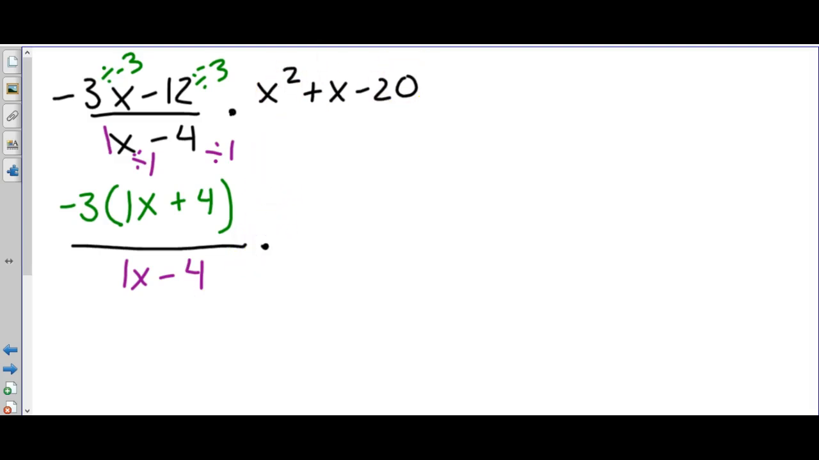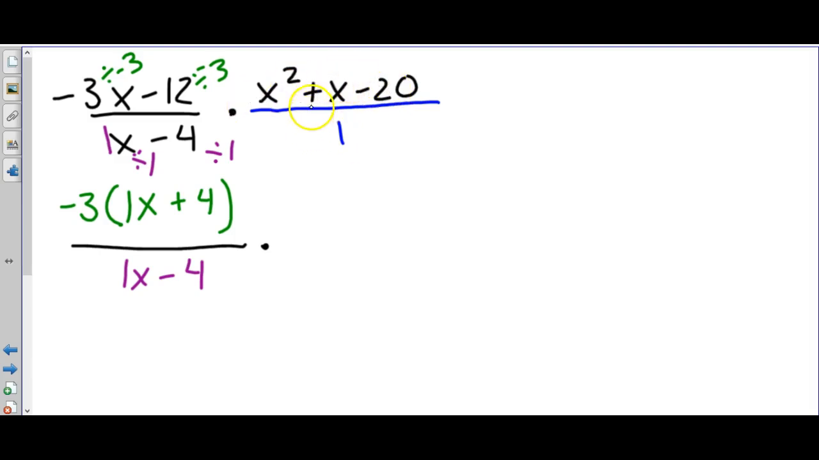The second piece, right now it's not a fraction, but that's easy to fix. You can always put anything over 1 to make it a fraction. So now we have three terms. We have a trinomial, x squared plus x minus 20. So we have to remember, how do we factor a trinomial?